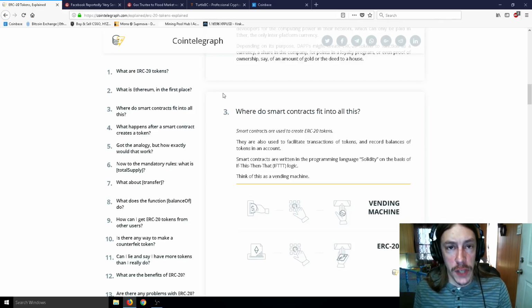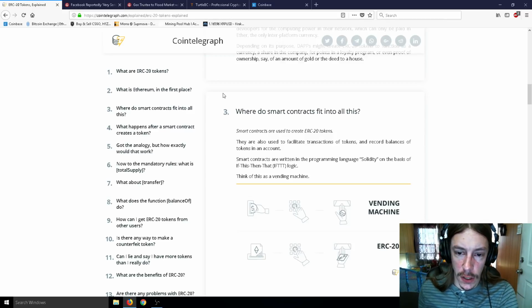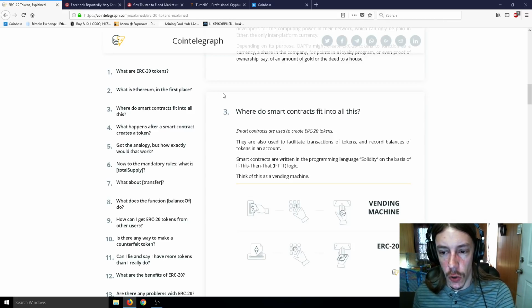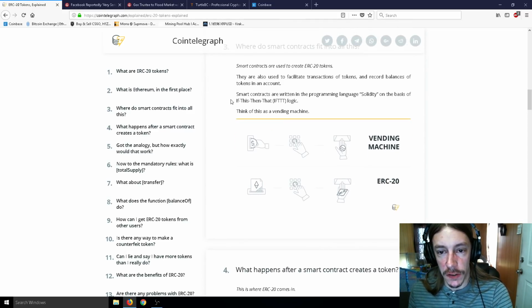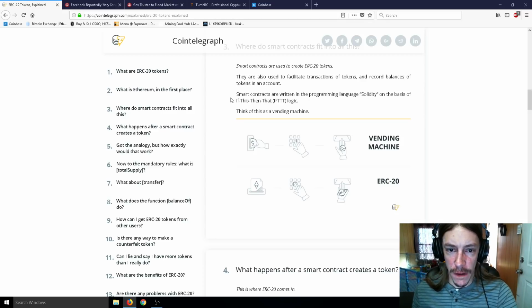Smart contracts are used to create ERC-20 tokens. They are also used to facilitate transactions of tokens and record balances of tokens in an account. Smart contracts are written in the programming language Solidity on the basis of if this, then that logic. Think of this as a vending machine.